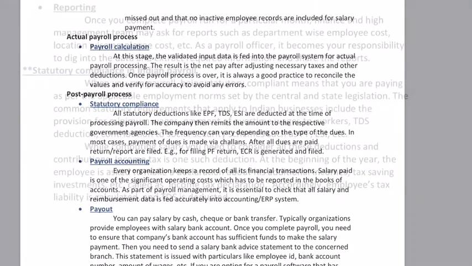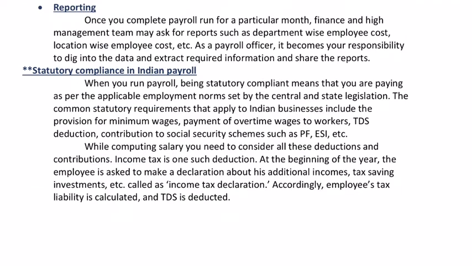And finally, reporting. Once payroll is complete for a month, finance and higher management might ask for a report, like department wise what has been the employee cost, or location wise, or project wise. As a payroll officer, it is a very important responsibility to dig out this data, keep it ready and share it as and when required. Okay. So basically these are the main steps in payrolling in any company.